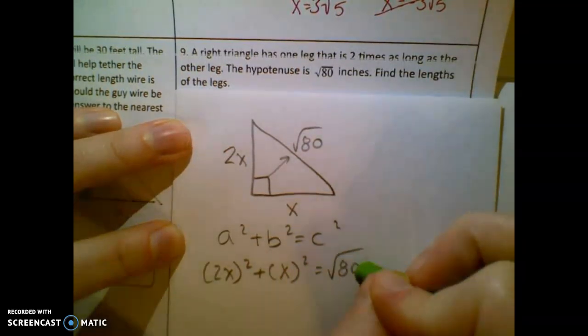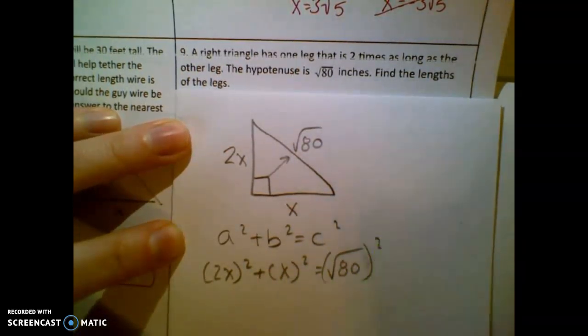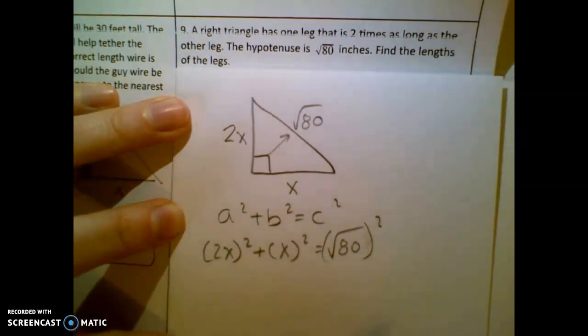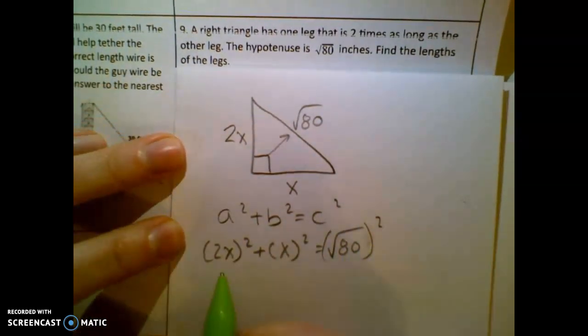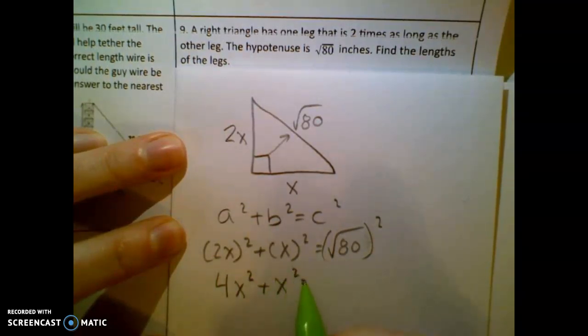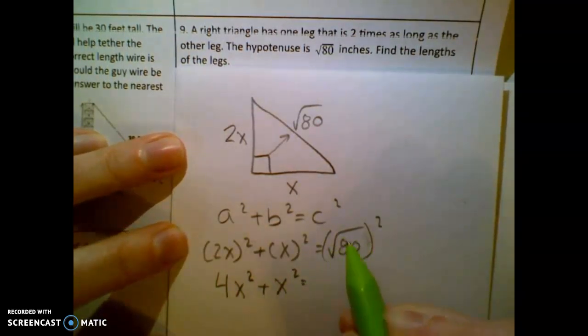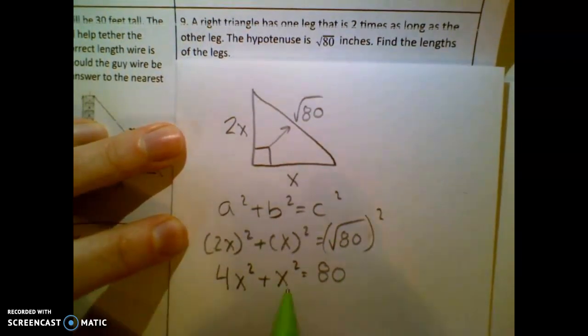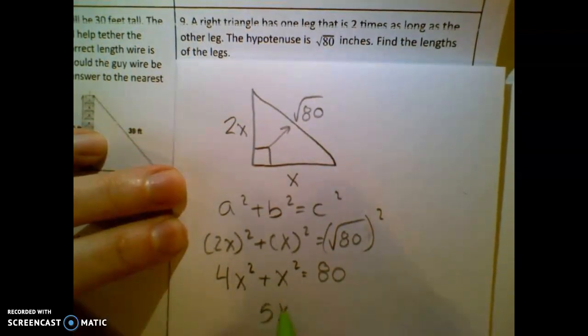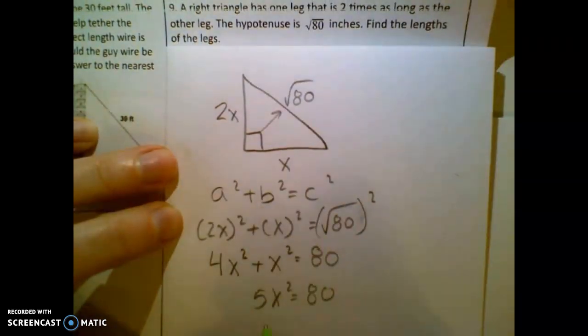Oh, root 80 squared. All right, then I've got my problem taken care of, so now I'm just going to go ahead and do the math. 2x squared is 2x times 2x, which is 4x squared. X squared is just x squared. And don't forget root 80, you could reduce it or whatever, but root 80 times root 80 is just going to be 80. Okay, I can combine these guys together. They are 5x squared equals 80. I'm going to divide by 5, divide by 5. I'm going to get x squared equals, and I don't know the answer to that, 16.